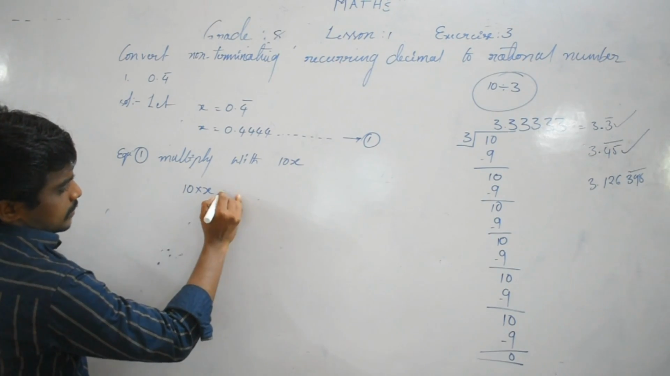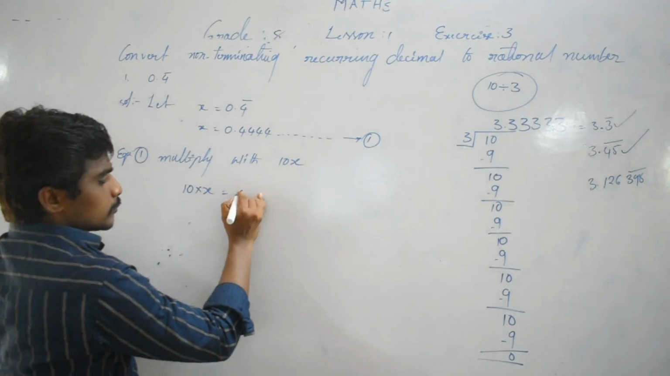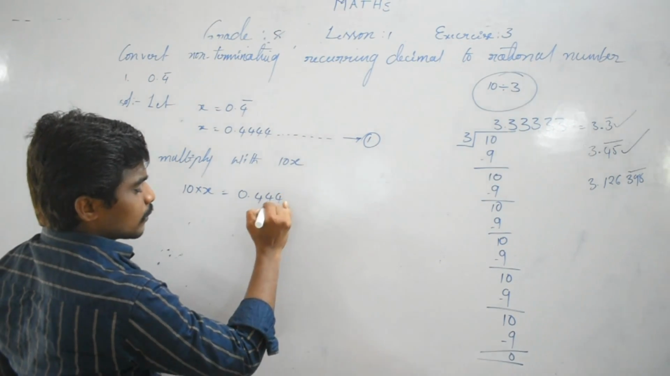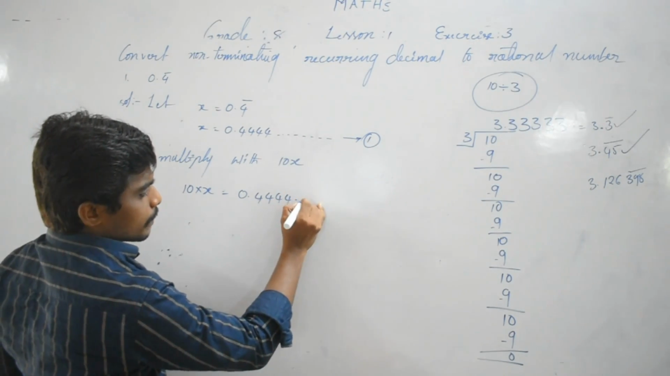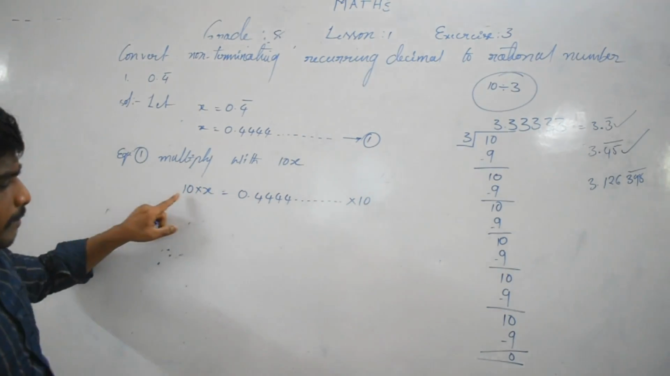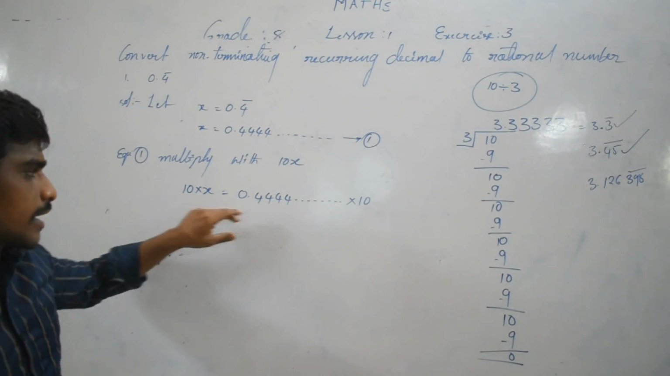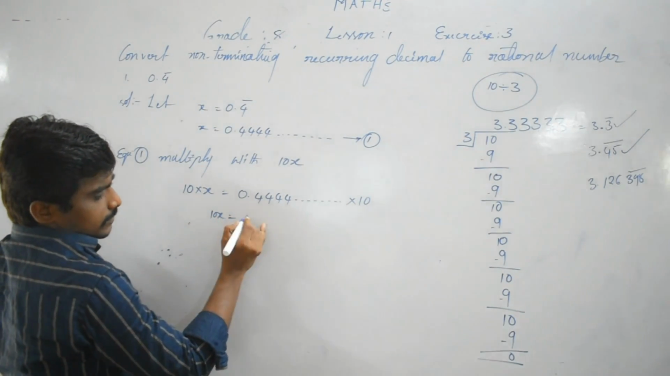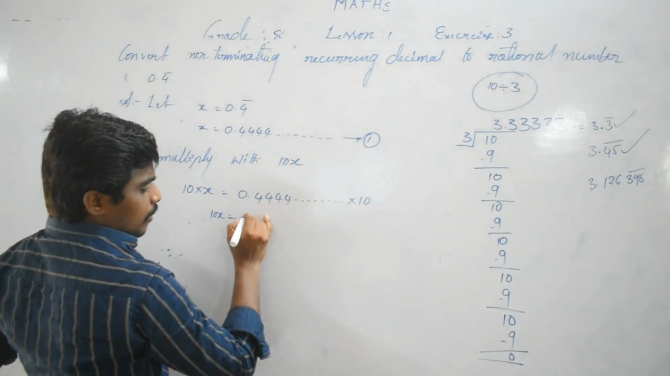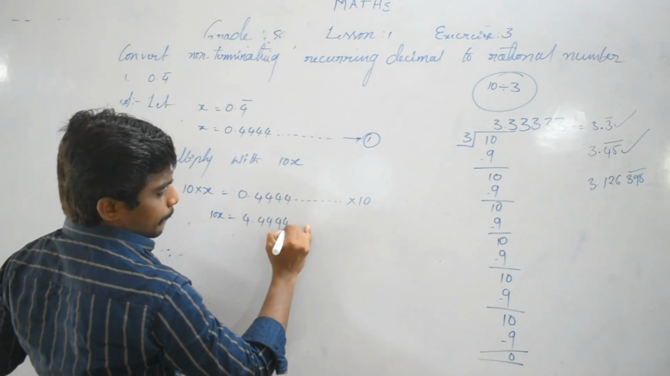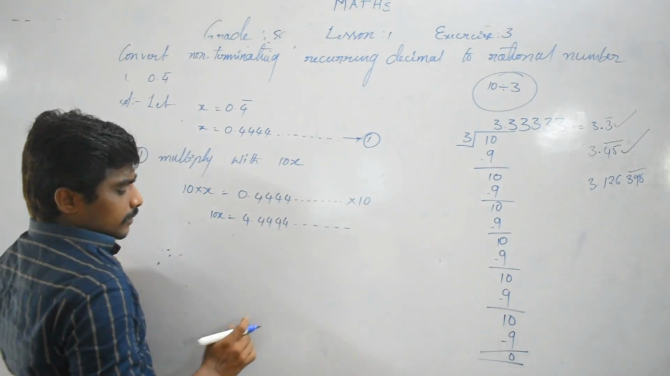So here, 10 into x equals 10 into 0.4444 and so on. See, we multiply with 10 on both sides. 10 into x is 10x. See now, it becomes 4.444 bar.